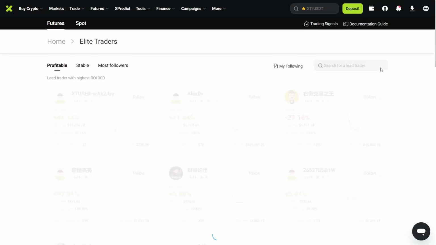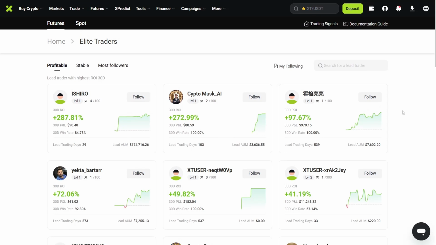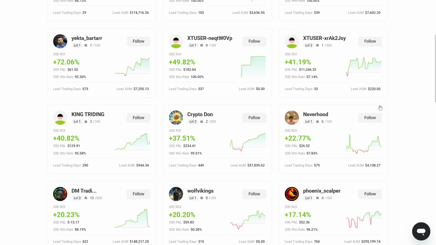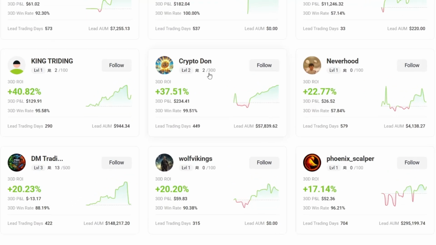So we're going to click more, and now we can sift through traders with a good 30-day return on investment percentage. We are looking for a trader with a proven track record, steady returns, a consistent win rate, and a gradually rising performance curve. Now looking at the different traders here, the one trading card that stands out to me is Crypto Dawn.